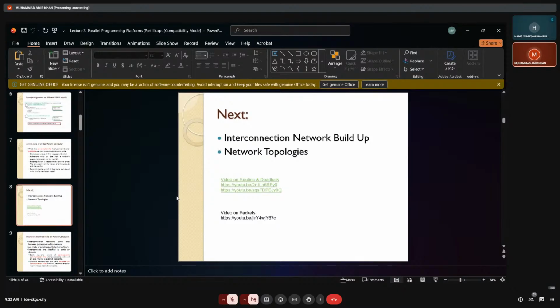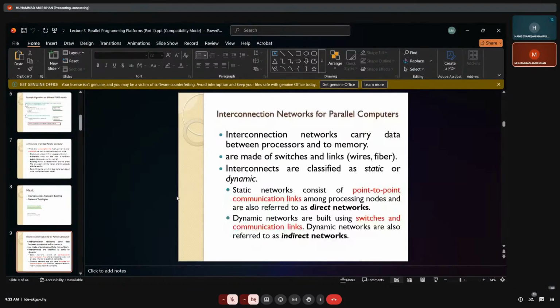Now we'll start the proper topic, interconnection networks and network topologies. You have YouTube videos, you can definitely open those links.